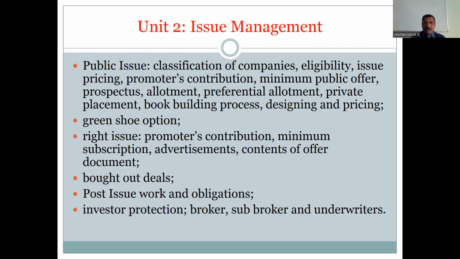All those things we are going to discuss, and also different procedures in issues like book building and price fixations and private placement, allotment, preferential allotment, the different categories. There is a concept called green shoe option in issues, so that also we are going to discuss. And there are different categories like rights issue, buyout deals, all those things we are going to discuss in unit number two.